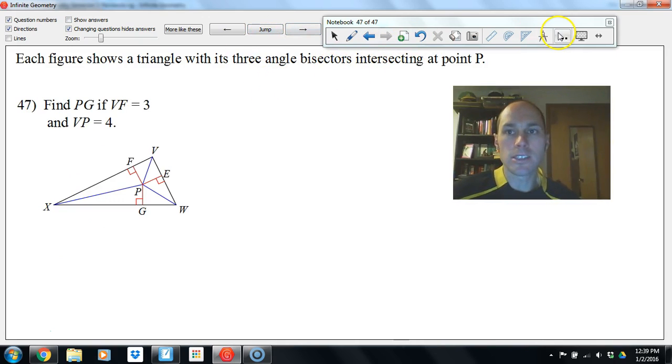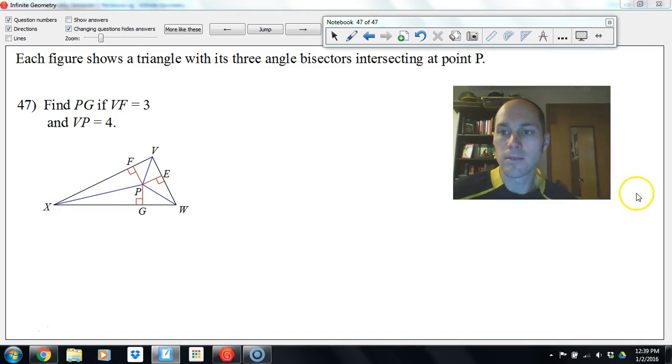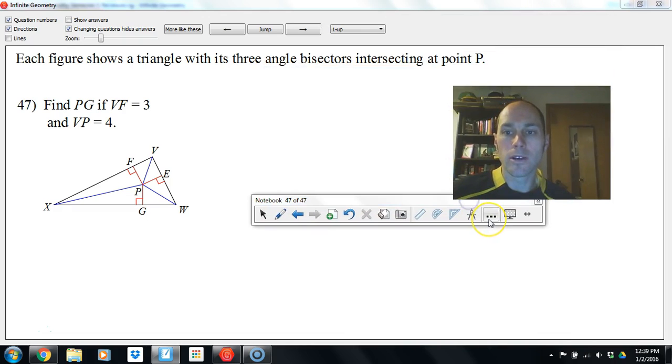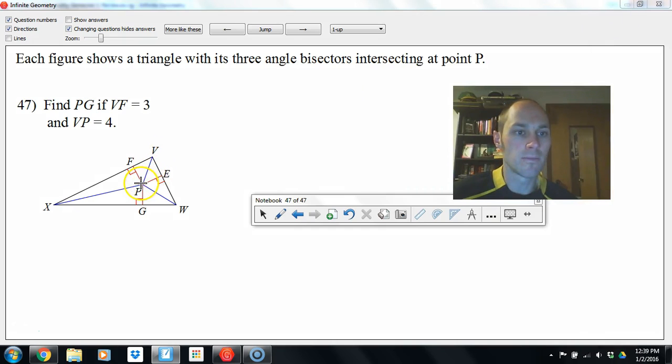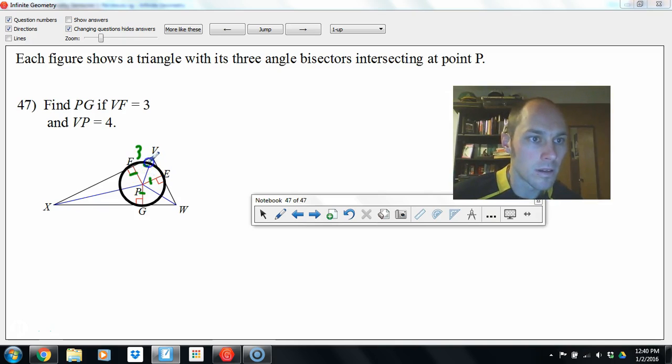Here we have the angle bisectors intersecting again. So once again, we can draw that incenter in there. And if we can draw the incenter, that means we can draw the circle inside of the triangle at point P. And that means that these segments are all congruent. If VF is 3, VP is 4, we want to find PG. Well, PG is down here. Well, PG would be the same as PE, or PF rather.